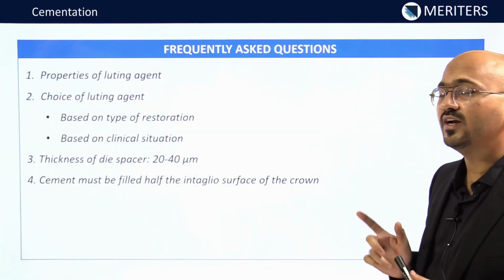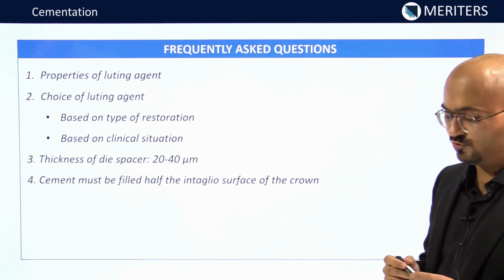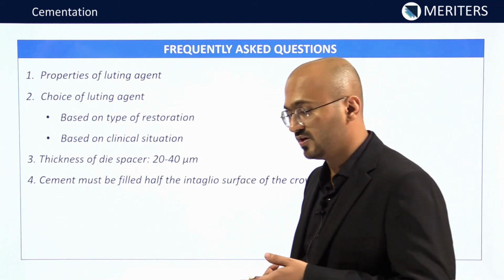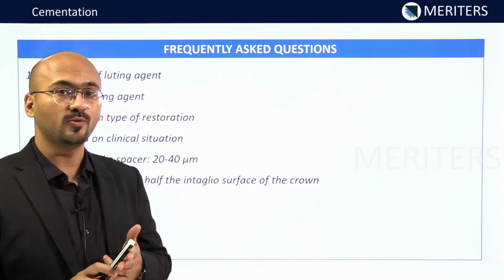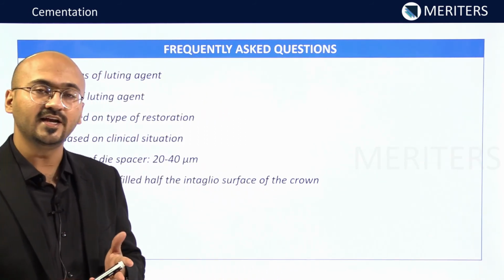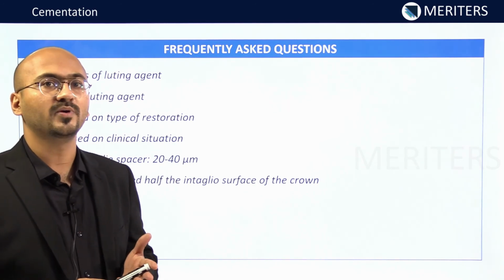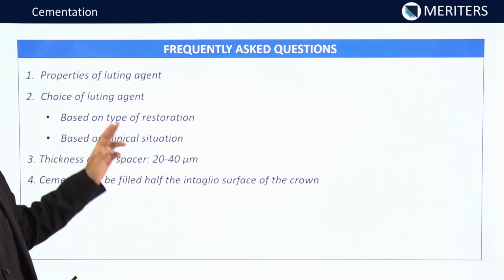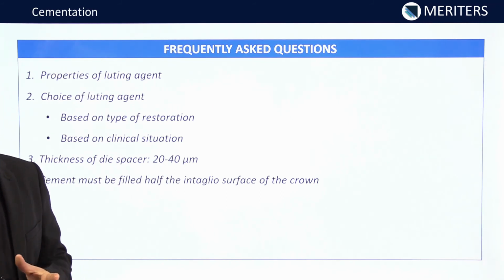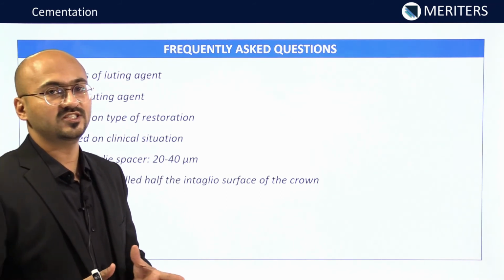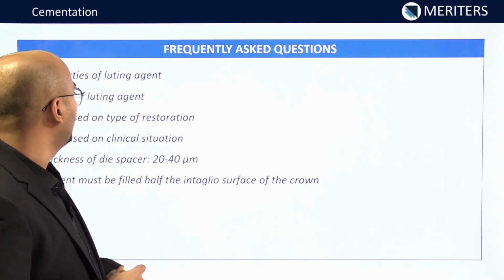So coming to the frequently asked questions from this topic, like I told you, the properties of each cement are very important. Modulus of elasticity is important. Then solubility properties are important. Strength related properties are important. Bonding properties are important. So these properties, which is the better one of the rest, is important. Then zinc polycarboxylate has good pulp protection activity. So that is again very important.